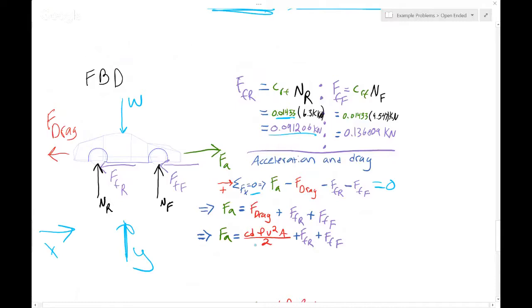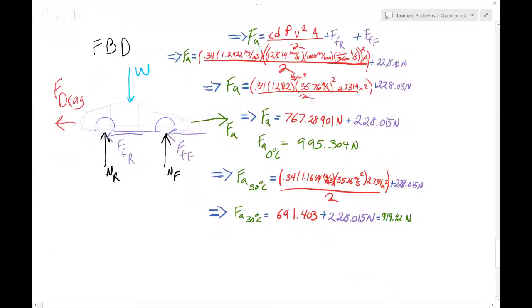which we can sub in our force of drag equation and get our coefficient of drag times our air density times our velocity squared times our area divided by 2 plus our frictional forces. And once we have that expression, we can begin putting in our variables. So for this equation, we can sum up our two friction forces that we had earlier to get 228.015 newtons.